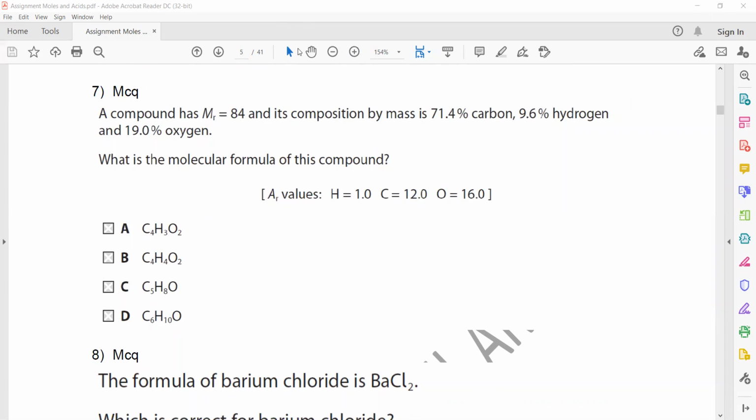A compound has a relative molecular mass of 84 and its composition is 71.4% carbon, 9.6% hydrogen, and 19% oxygen. What is the molecular formula? So before finding the molecular formula, we should know the empirical formula, because molecular formula is empirical formula times N. And what is N here? N is the molecular mass divided by empirical mass.